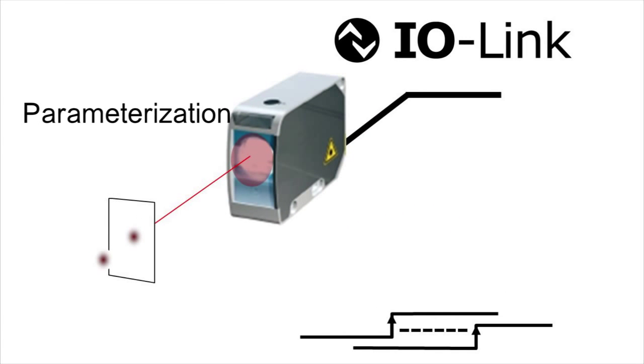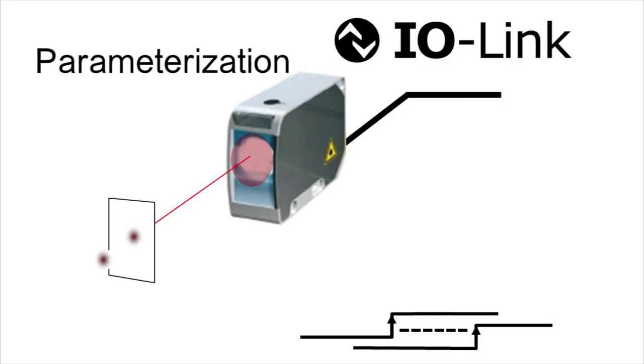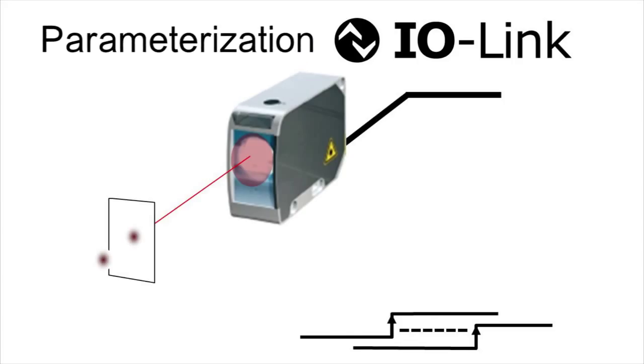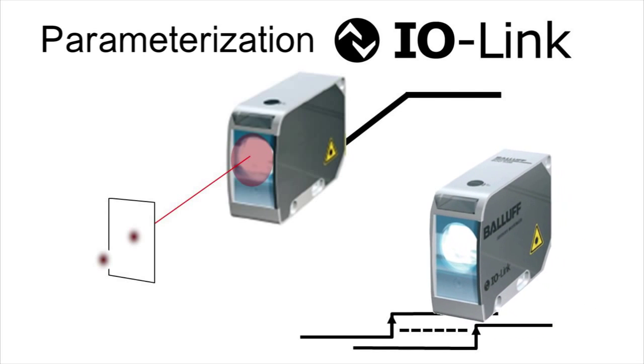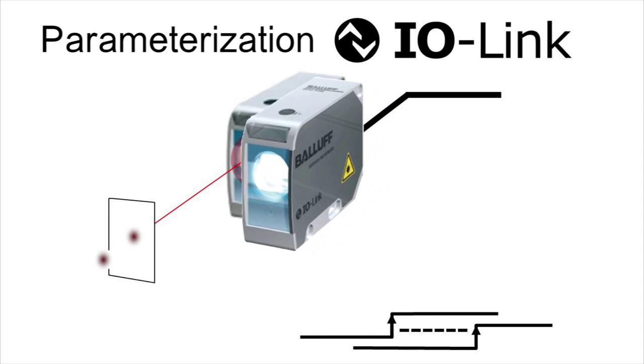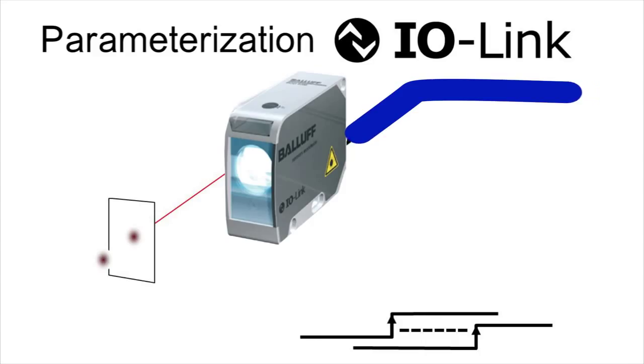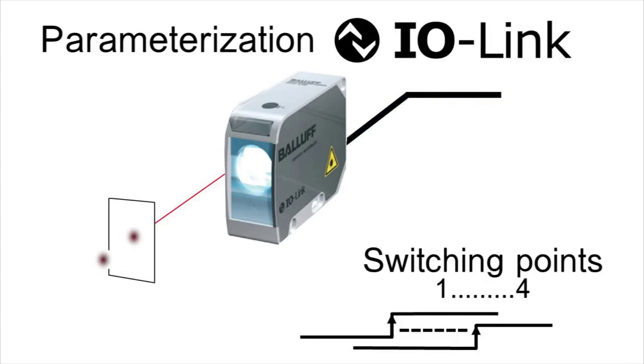Parameterization. IO-Link allows device configuration data to be stored and managed from a central position by a remote control system. The replacement of faulty devices is simple using IO-Link. As soon as a new device is connected, the IO-Link controller detects the device and automatically transfers the parameter sets to the new device so that the device does not need to be readjusted.